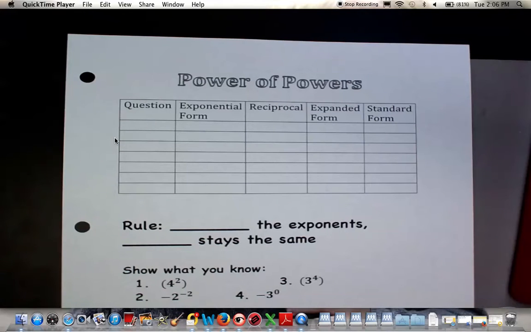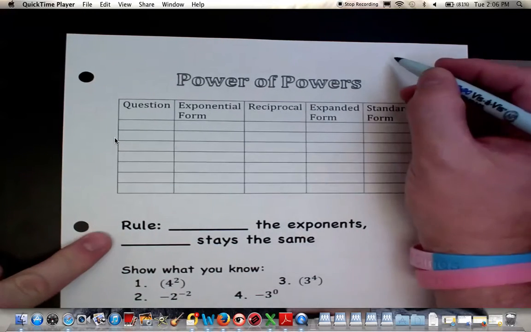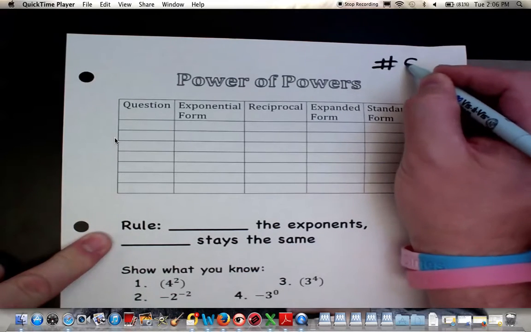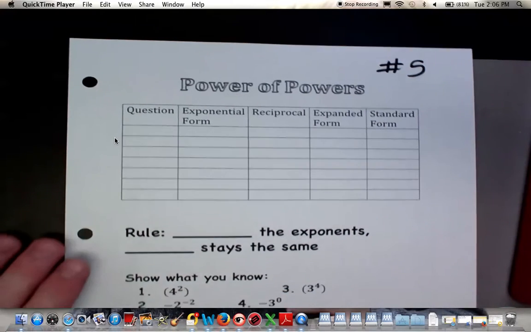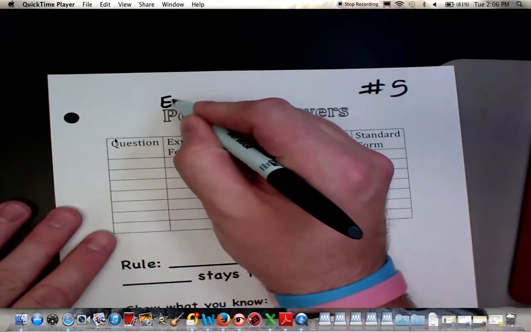All right, so this will be notes number 5 for you. So what you want to do is put your number 5 up here. Okay, and this is going to be power of powers. That sounds like a very cool name, power of powers. But in this case, what that means is a power is an exponent.